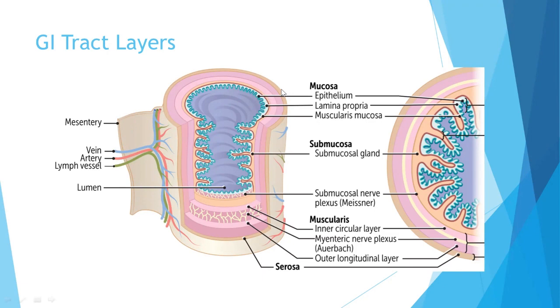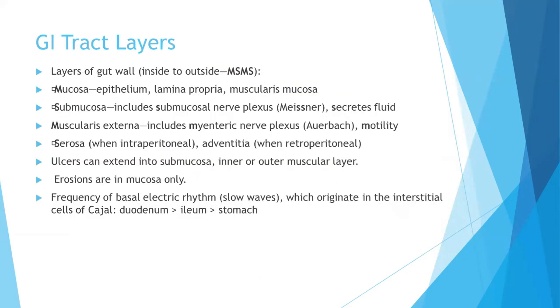Remember the mucosa as the one layer that is in close proximity with the lumen, with the food contents, because you need mucus to keep the food lubricated. And the serosa actually is the outermost layer of the GI tract. The mucosa has epithelium, lamina propria, and muscularis mucosa; the submucosa contains the Meissner nerve plexus; the muscularis externa contains the myenteric nerve plexus; and the serosa, when intraperitoneal, is called serosa, and when it is a retroperitoneal structure, it is called adventitia.